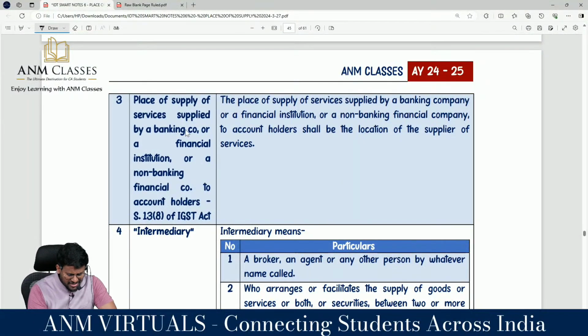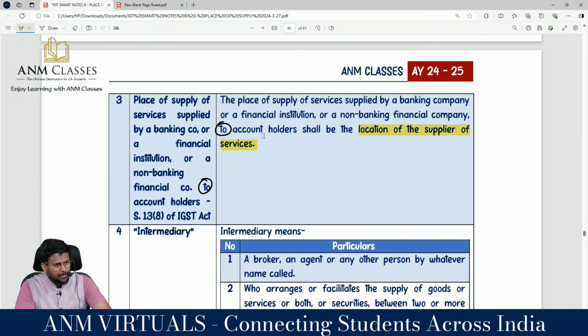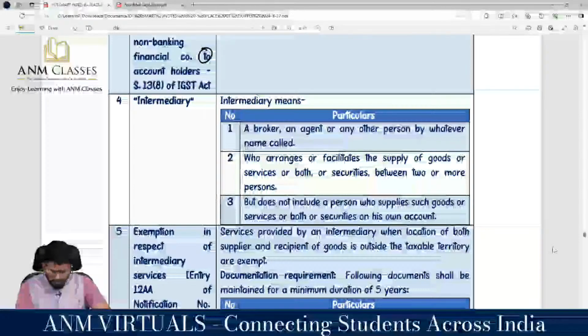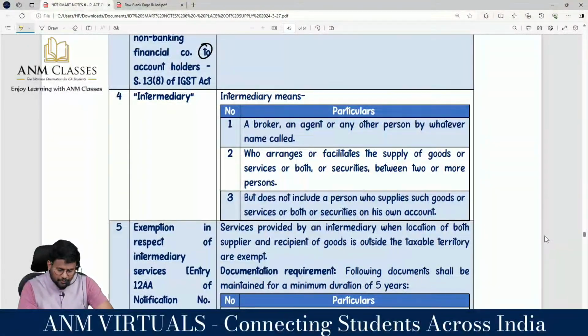Sir, place of supply of service supplied by a banking company or financial institution or an NBFC to account holders, that is 13 subsection 8 of the IGST Act. Place of supply of service supplied by a banking company or financial institution or NBFC to account holders shall be the location of the supplier of the service.